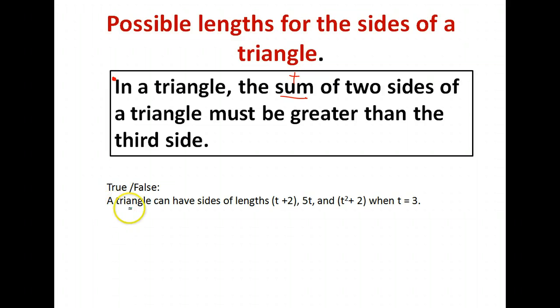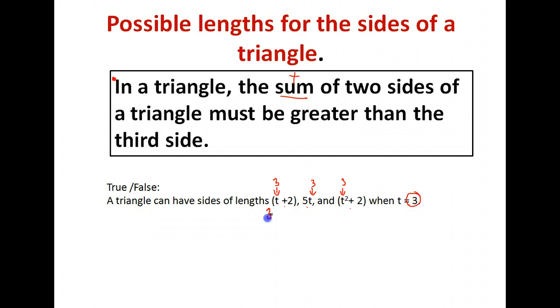With that, it asks us, can a triangle have sides length t plus 2, 5t, and t squared plus 2 if t is equal to 3? Well, I can't really compare the sides until I know their actual numerical value without the t's in it. So the first thing I'm going to do is take each of these and put 3 in for t, since it says when t is 3, and evaluate them to find out what numbers I'm working with in this example.